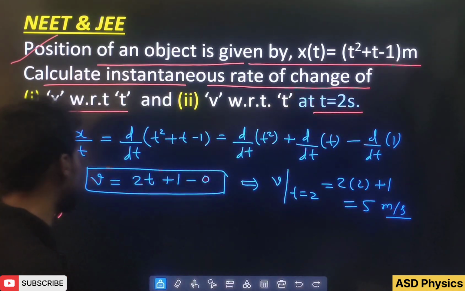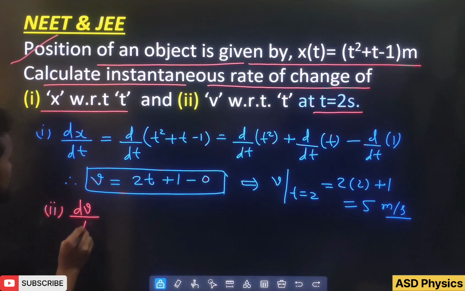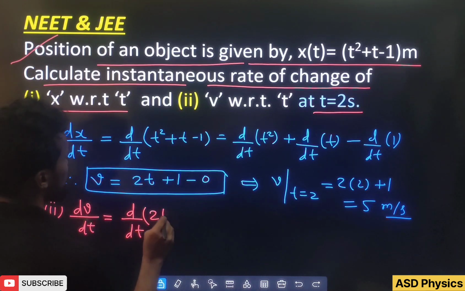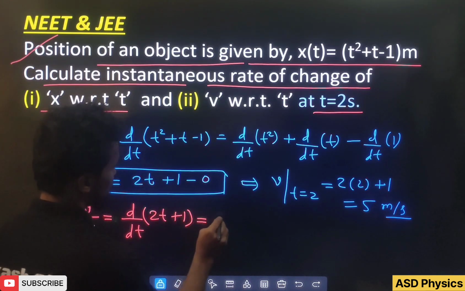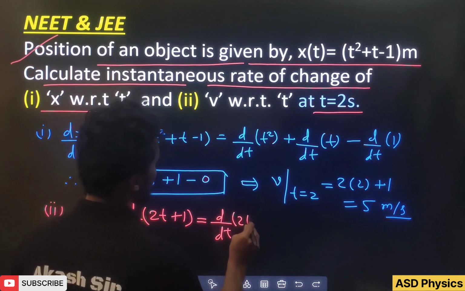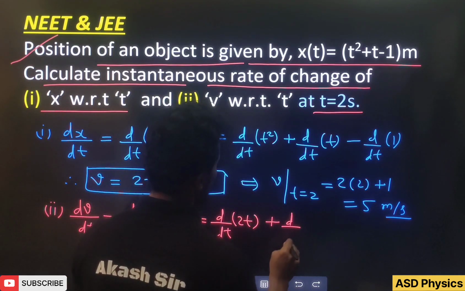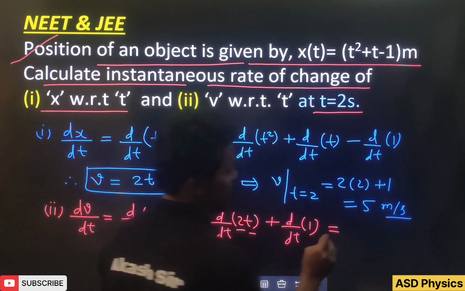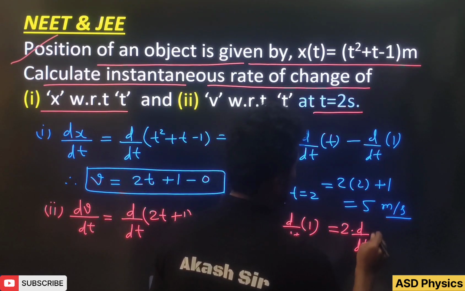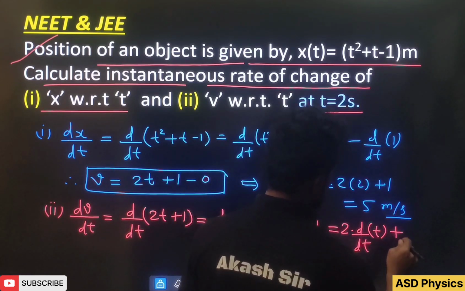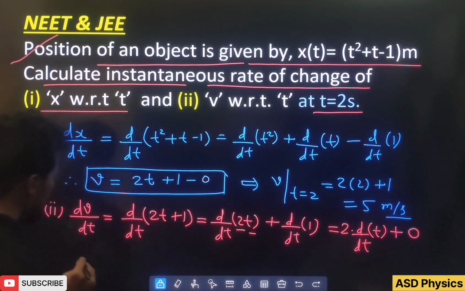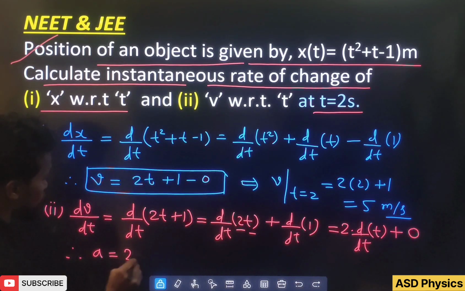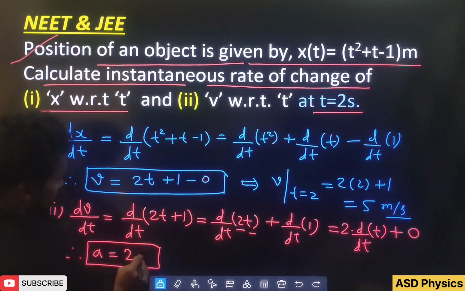Second one, what are they asking? v with respect to t. That means this will become dv by dt. Okay, and we can write here, see, d by dt of what is this? 2t plus 1. So this d by dt will be d by dt of 2t plus d by dt of 1. After that, see here, constant and variable both are involved. So the constant will come outside, 2 outside, d by dt of t, and differentiation of a constant, how much here? 0. So this dv by dt is the acceleration. How much is coming here? 2 into d by dt of t, how much here? 2. Is it?